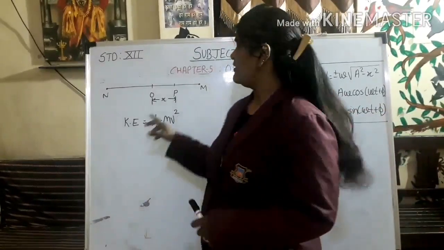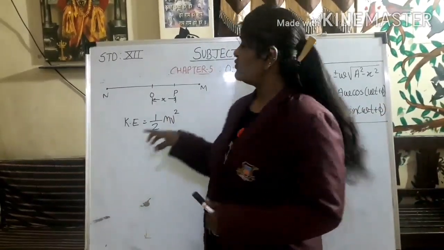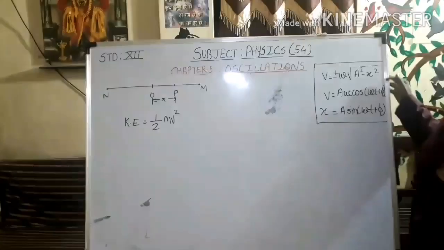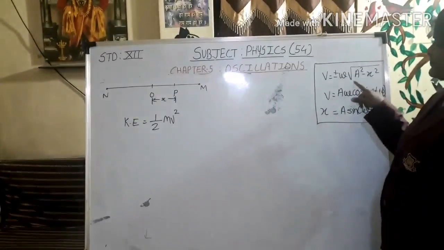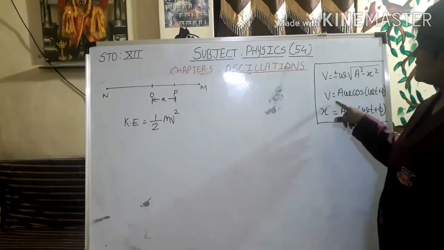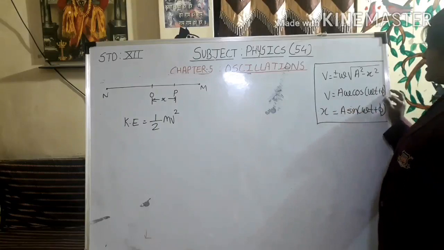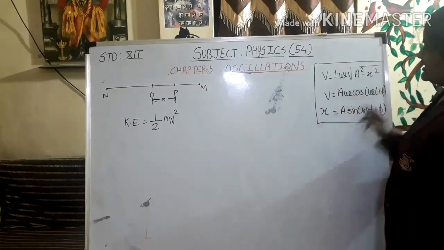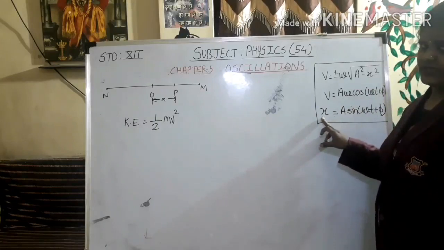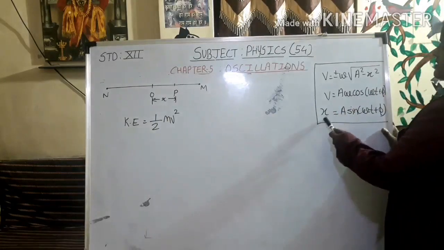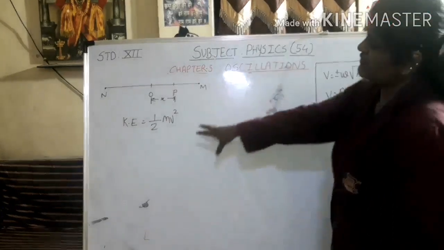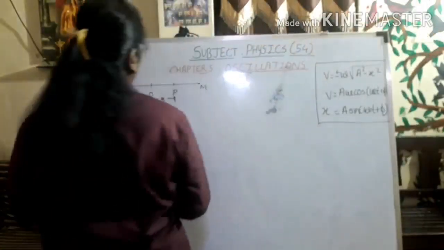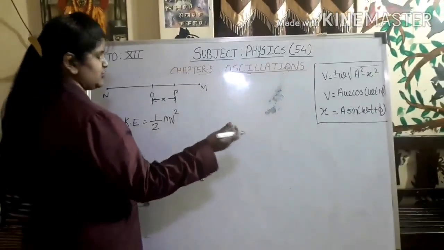What is kinetic energy? Half mv square. Now to reach this point, you have to know these formulas that we have already derived. V is nothing but plus minus omega under root a square minus x square, and in another form we got V as a omega cos of omega t plus phi. These were the two equations of V, right? And we have also found the equation for x, which is displacement: x is equal to a sin omega t plus phi. Now we are going to use these equations here. So let's put the value for V. In both ways we are going to find out.